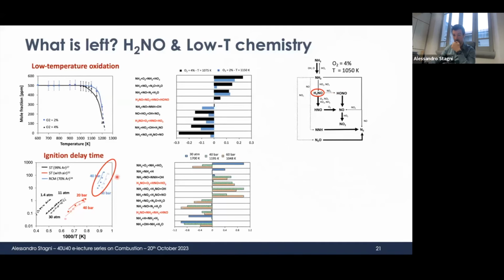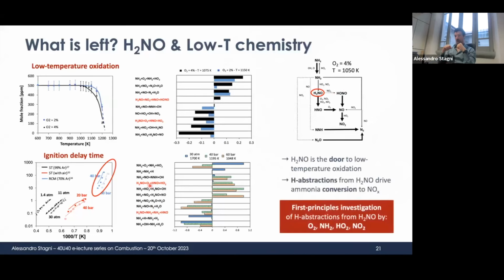Also, if we analyze all the data, we can realize that the worst predictions of our model are present at high pressure, as you can see, and the low temperature conditions again. And here we can see, if we perform sensitivity analysis, that H2NO is still the key compound. So we want to analyze this step, how we go from H2NO to HNO. And so we decided, together with Professor Cavallotti, to investigate through a first principle approach the H abstraction from H2NO by the major abstractors which were identified by sensitivity analysis. And they were O2, NH2, HO2, and NO2.